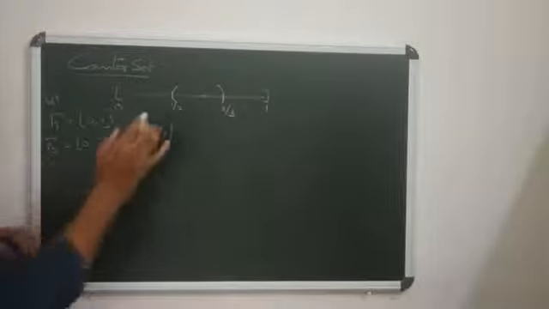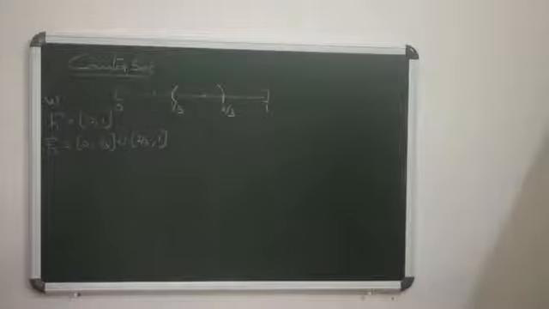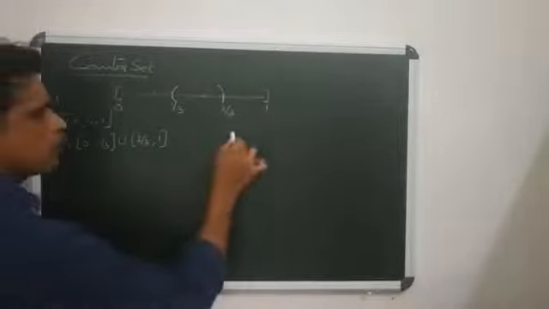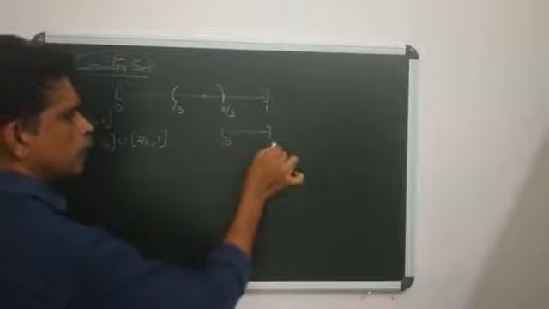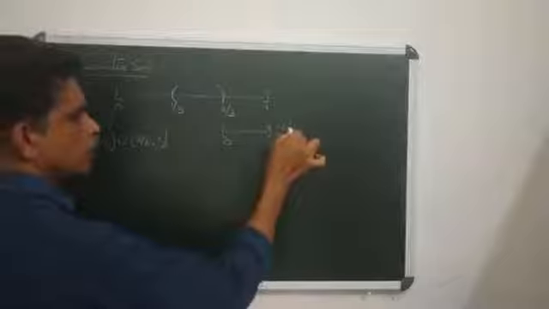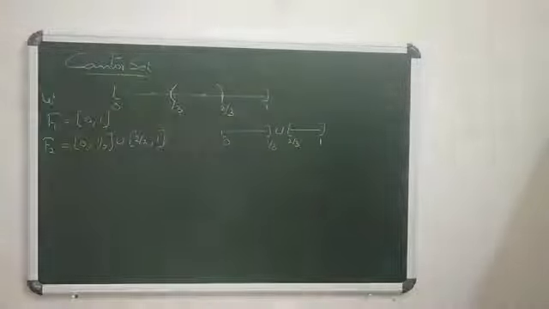Means from here you can remove the middle third open interval, open interval 1 by 3, 2 by 3. You can remove it. What remains here? Remains closed interval 0, 1 by 3, union closed interval 2 by 3, 1.